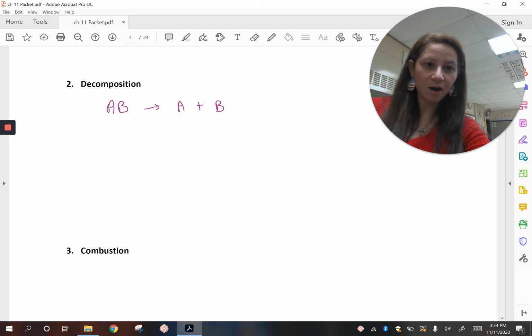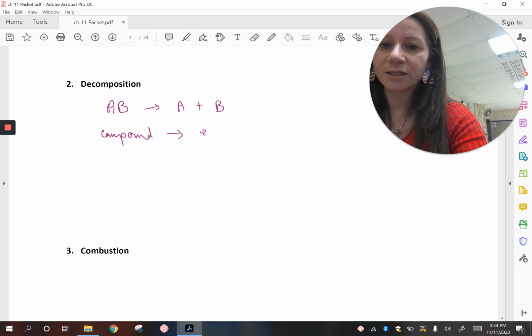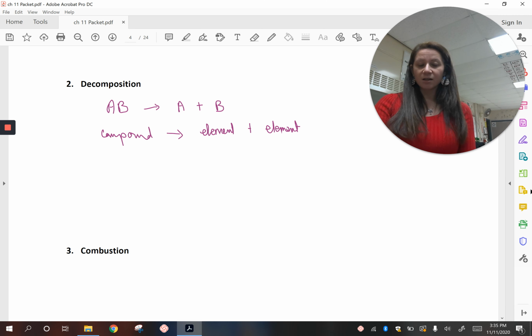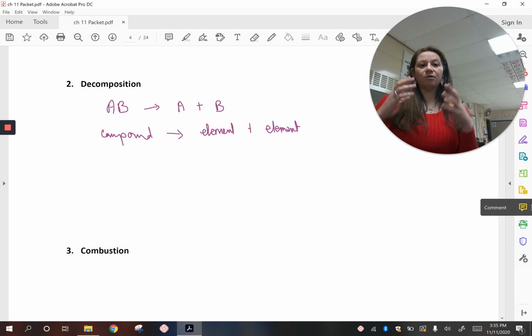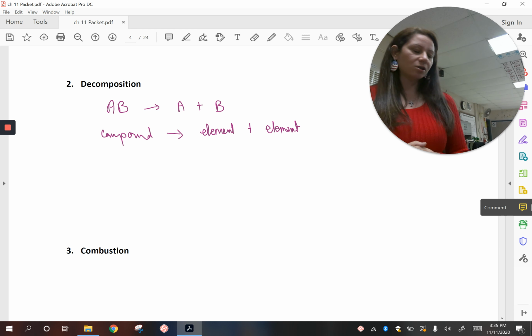So for the purposes of our class, we are going to look at a compound, and it's going to break down into 2 elements. So it is the exact opposite of synthesis. But just know that anytime that you have a larger compound, even if you break it down into smaller compounds, that is still decomposition. So anytime you're breaking down, that would be decomposition.